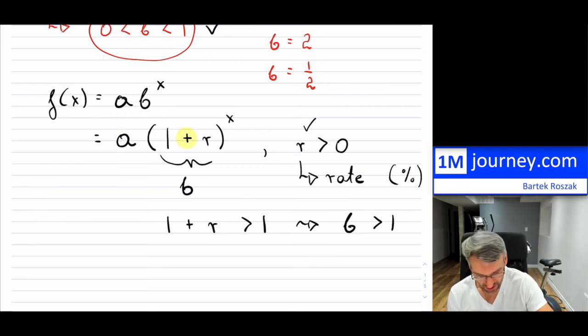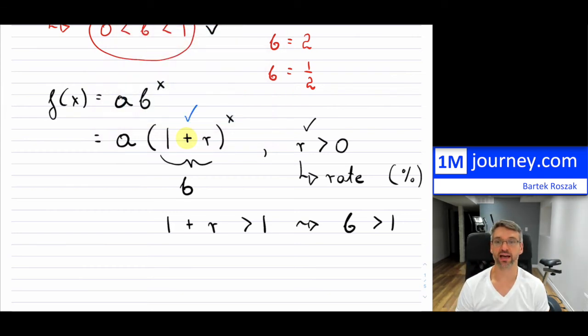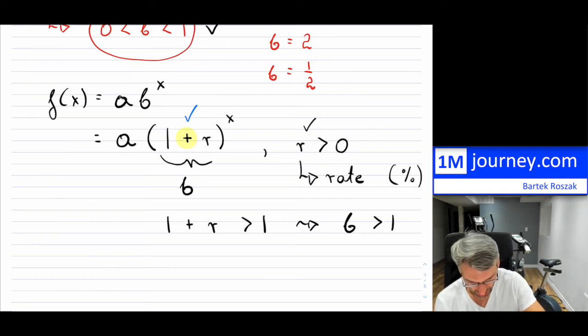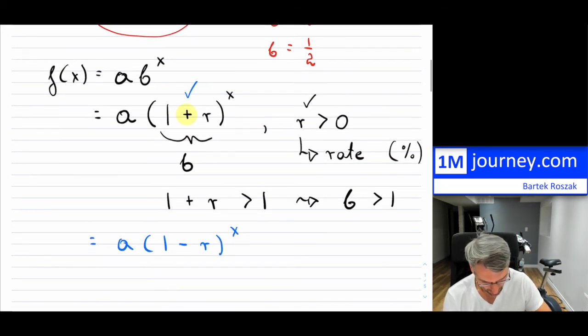And this plus that you see right here is actually going to designate exponential growth for us. Now, if I would rewrite this same function, but instead I would have said this is a, and I would say 1 minus r to the x. Now, in this case, I have to be a little bit more specific.